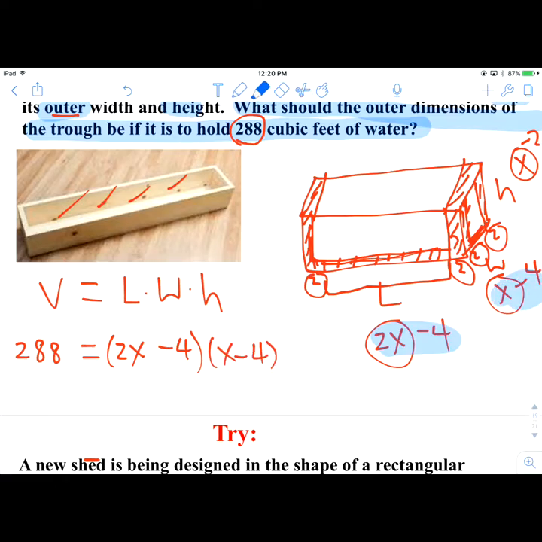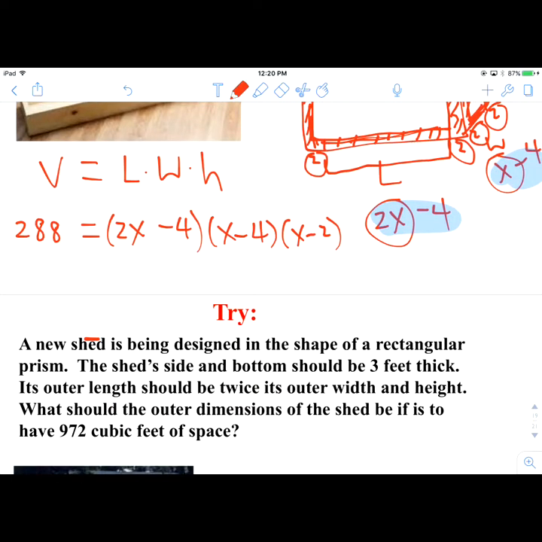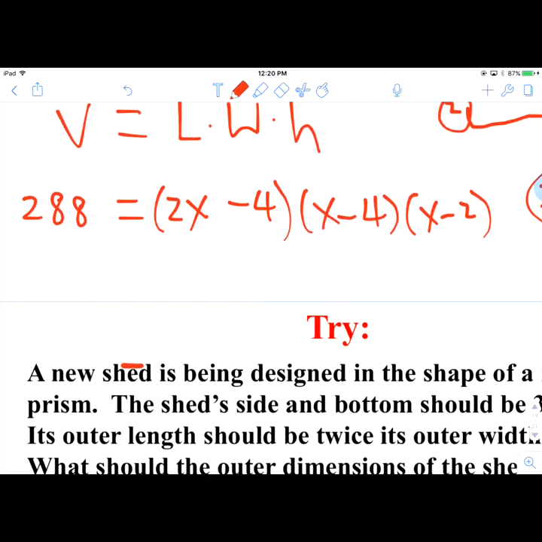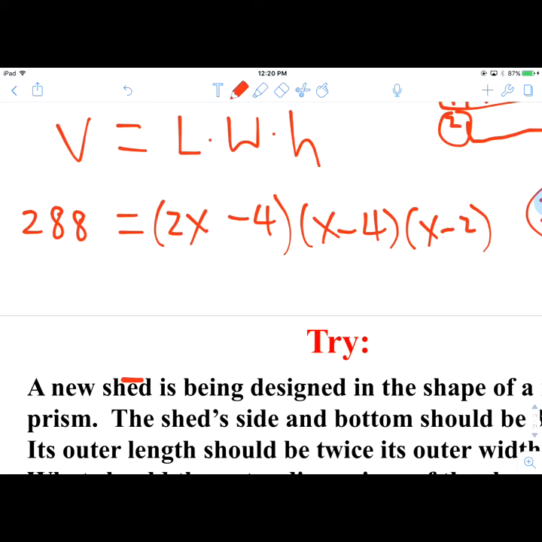And the height is x minus 2. Remember, there's no top, so that's why it's only x minus 2. So this is the equation that we're going to use to help us find x. And based on what we have here, we need to undo the entire right-hand side because when we don't have it equal to 0, we cannot solve this, right? So therefore, we need to undo the right-hand side.